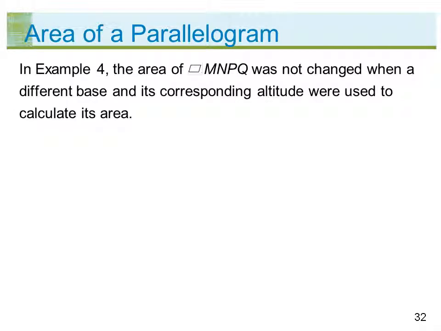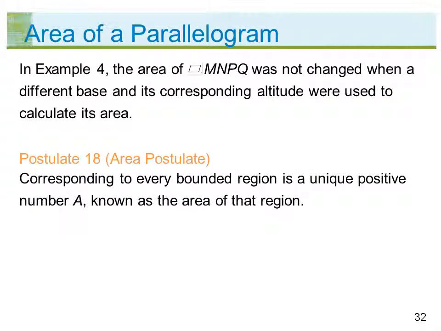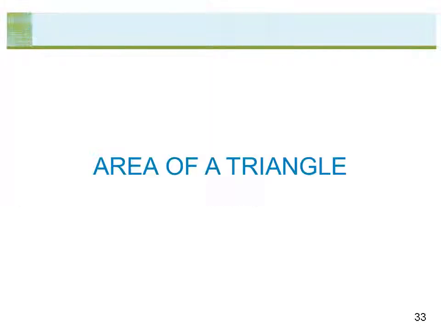In Example 4, the area of parallelogram MNPQ was not changed when a different base and its corresponding altitude were used to calculate its area. Postulate 18, area postulate. Corresponding to every bounded region is a unique positive number, A, known as the area of that region.